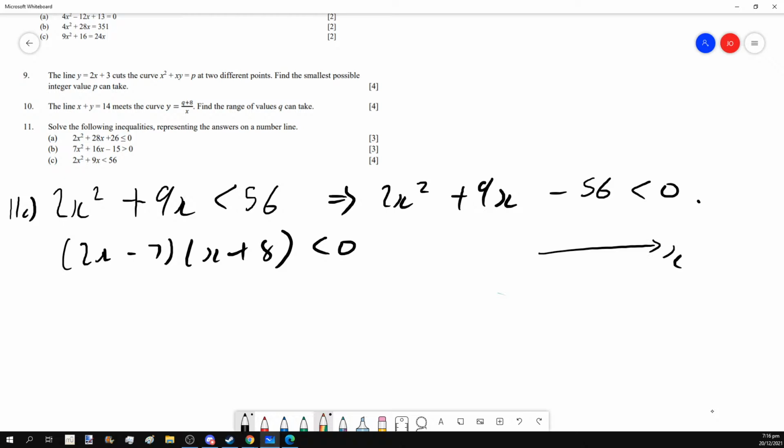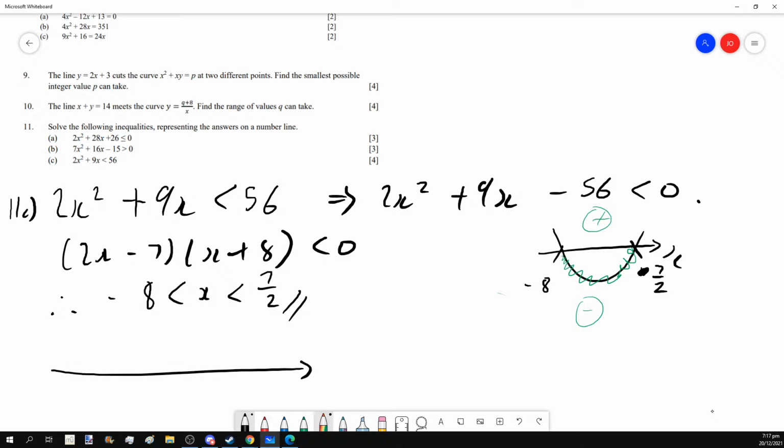Then step 3 is to draw your lousy diagram. In this case, we have a U-shaped graph again. It's going to cut at negative 8 and cut at positive 7 over 2. And in this case, the question says less than 0. So we have the top, which is positive, the bottom, which is negative. They say less than 0, I'm going to be over here. I'll be in between the two magic numbers, and therefore, x is greater than negative 8, but at the same time lesser than 7 over 2.